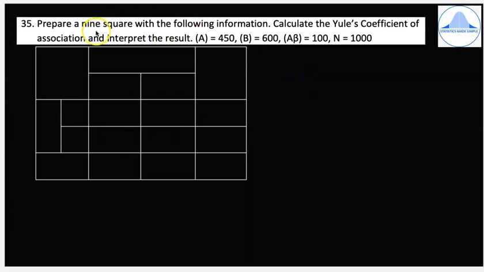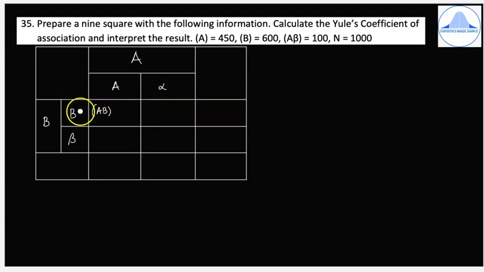35th question. Prepare a 9 square with the following information. Calculate the Yule's coefficient of association and interpret the result. Let us first form the 9 square or a 2 by 2 contingency table. Consider the attribute A, which is divided into 2 classes A and alpha. Similarly, attribute B is divided into 2 classes B and beta. Now let us write the cell frequencies. You have to just multiply this. So you will get A, B. You have to write it within brackets.